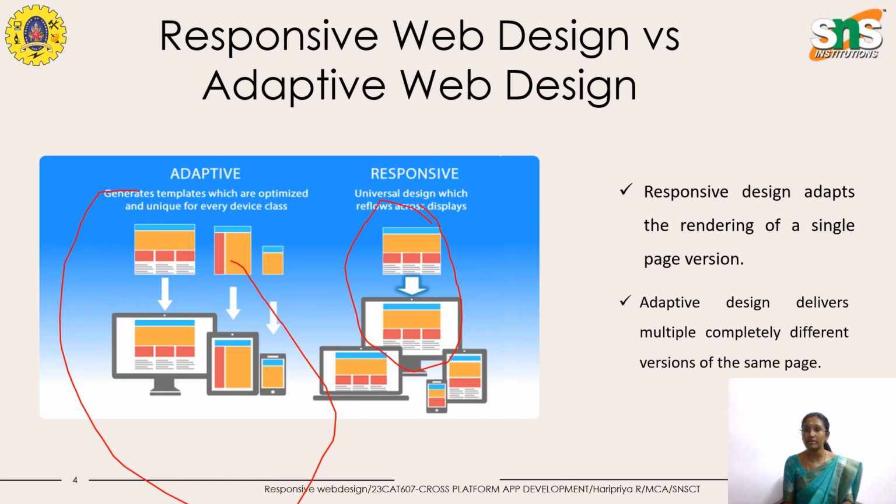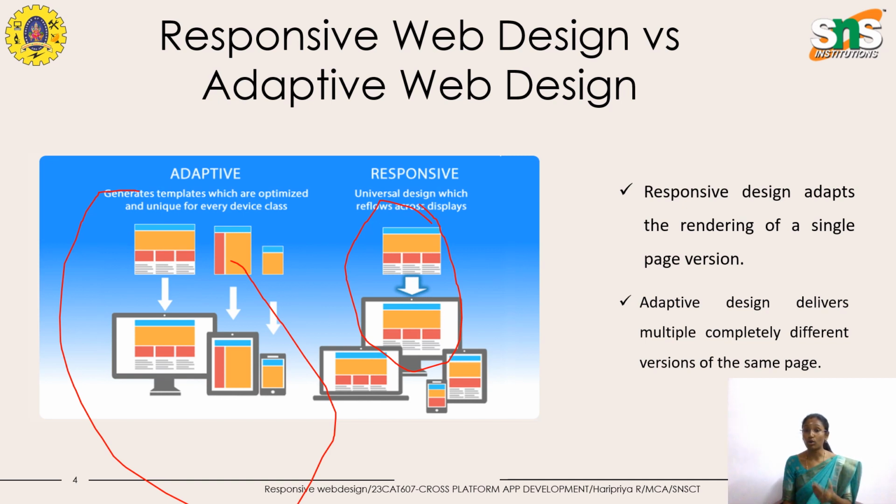Adaptive design delivers multiple, completely different versions of the same page. For each and every device we have a separate version, and we have to work on that. In responsive design we always create a single page, a single version, but it will be adapted to each and every device. Here there is a lot of complexity in creating the adaptive versions.